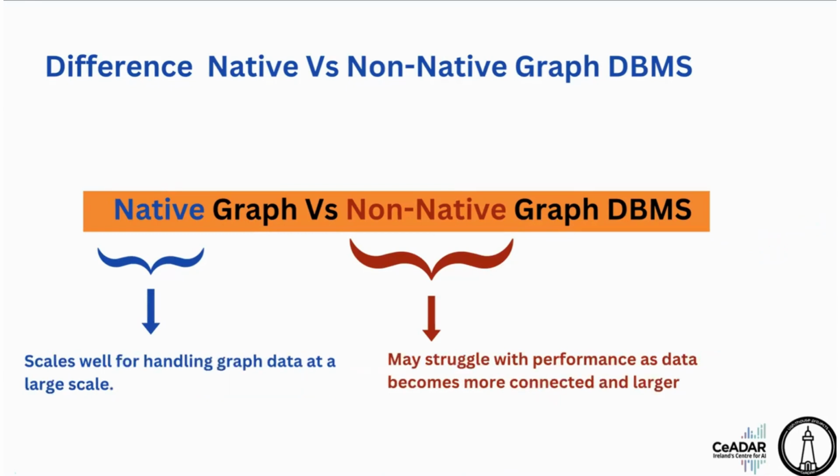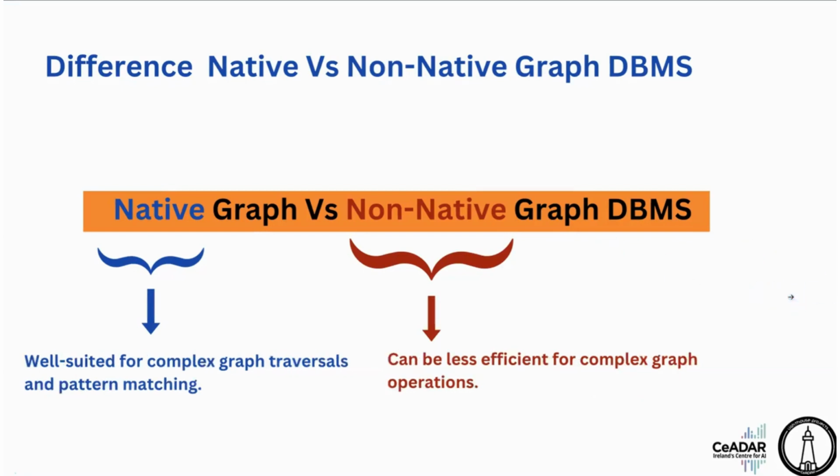Non-native does not have a persistence layer, and it exists in only a couple of applications like Cassandra and SQL, and it may struggle with performance as data becomes more connected or larger. But native scales very well and accurately for graph datasets at a larger scale of data. Non-native is not useful for graph-based operations, whereas native graph is completely used for traversal and pattern matching.